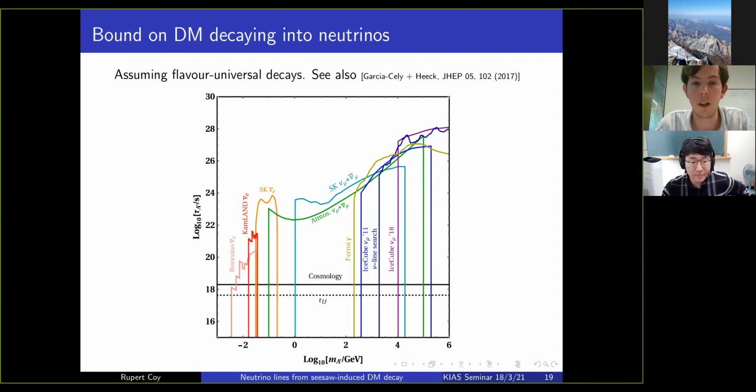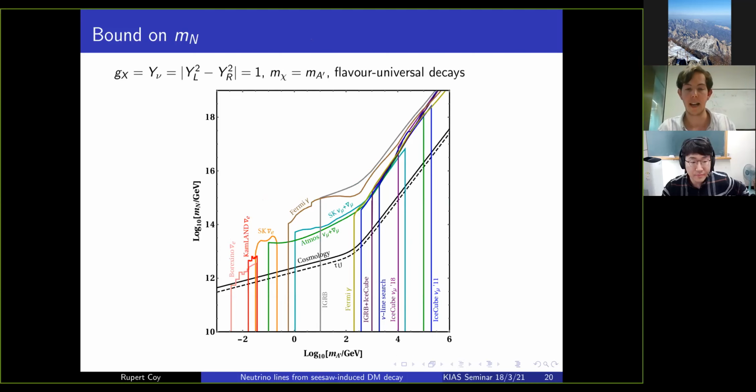So now we can look at what bounds we can put on the seesaw scale from this, and it looks like this. To fix things, we take all the couplings equal to 1, and we keep the chi and the A prime mass the same. And again, we take flavor universal decays, and again, that assumption is not terribly important. The first thing that we see is that the bounds become stronger as the dark matter mass increases, and it becomes increasingly strong here. There's an inflection point.